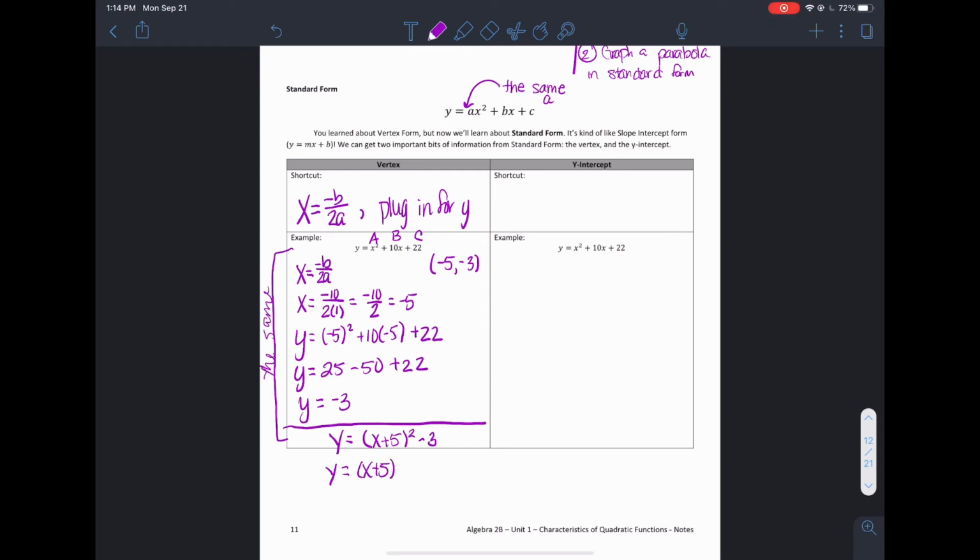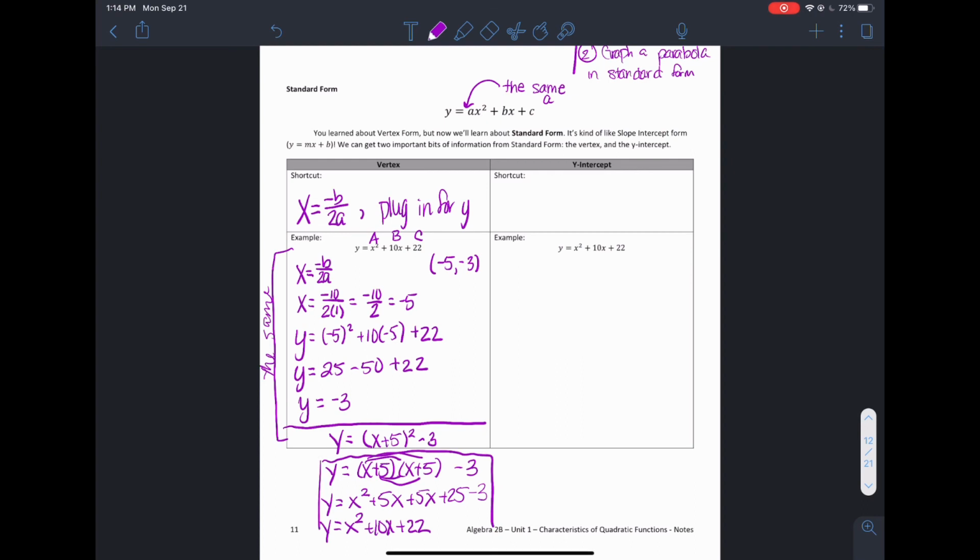So I'm going to prove to you that they're the same. I'm going to expand out that x plus 5 squared and double distribute so I can simplify. This is not actually something I'm asking you to do. It's just proving to you that these two equations represent the same parabola. So I get x squared plus 5x plus 5x plus 25 minus 3. I simplify. I add my two 5x's together, that gives me 10x. I subtract my 3 from my 25, that's 22. Look at that. Those two equations are exactly the same.